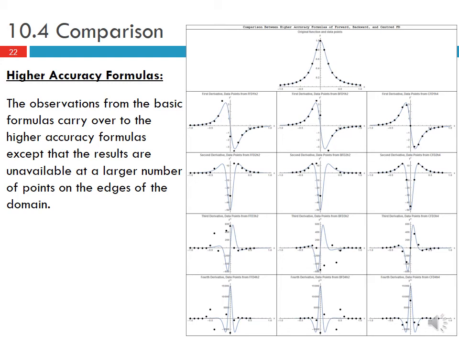For higher derivatives, more results are unavailable at a larger number of points close to the edge of the domain. Similar to the basic formula scheme, the centered finite difference provides more balanced results, with the results being unavailable at the points on both edges of the domain.